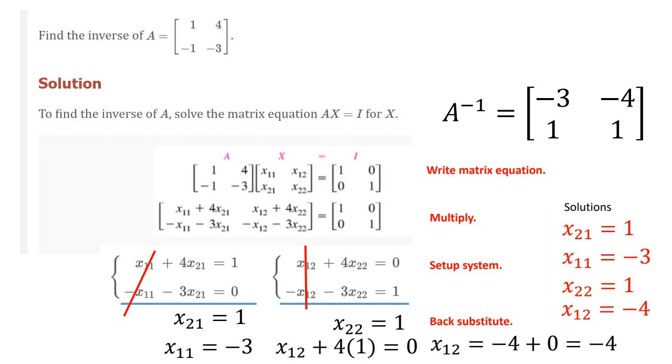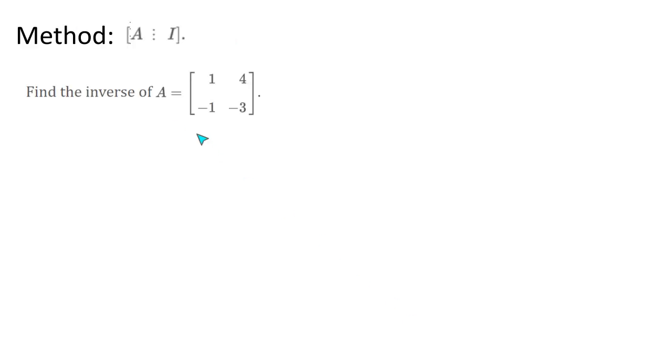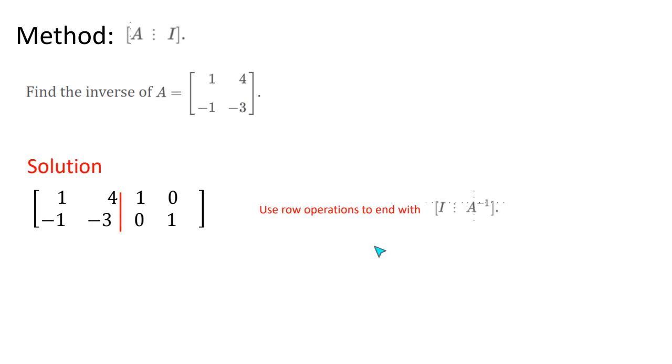So now if we go to the second method, this one is good because you would need to use it if you have something bigger than a 2x2, like Mr. Carizales said. The idea of this method is you have your matrix A, you attach to it the identity, and then you use row operations so that you end up with the identity, and whatever's left on the right side is going to be your inverse.